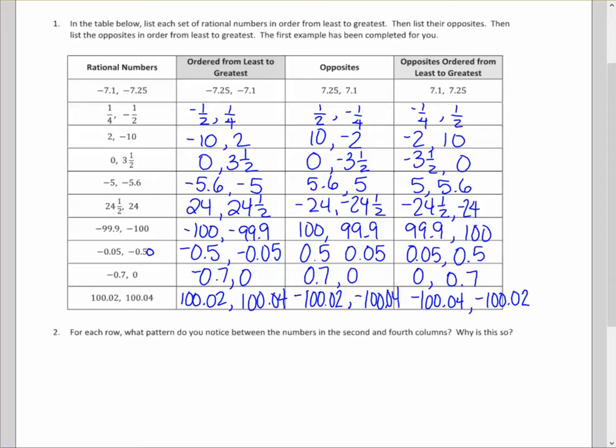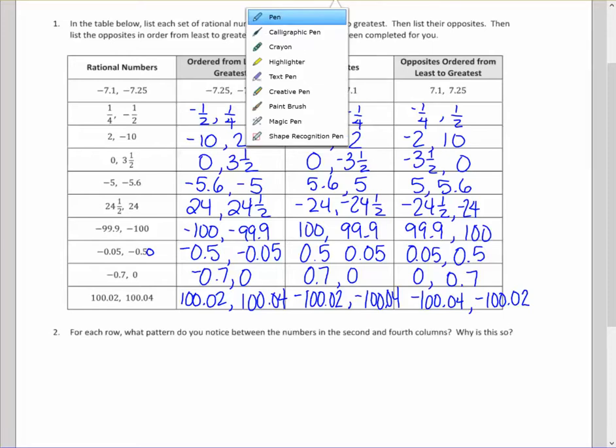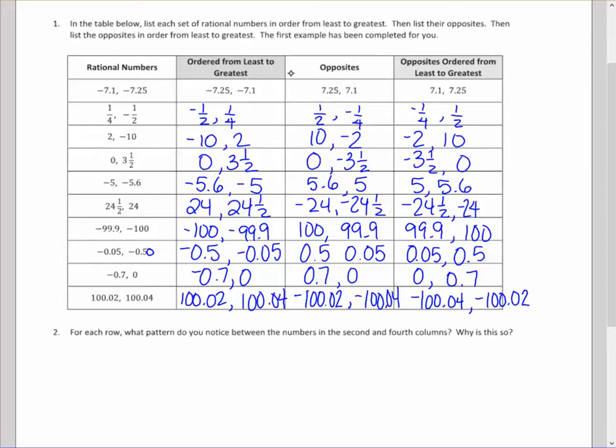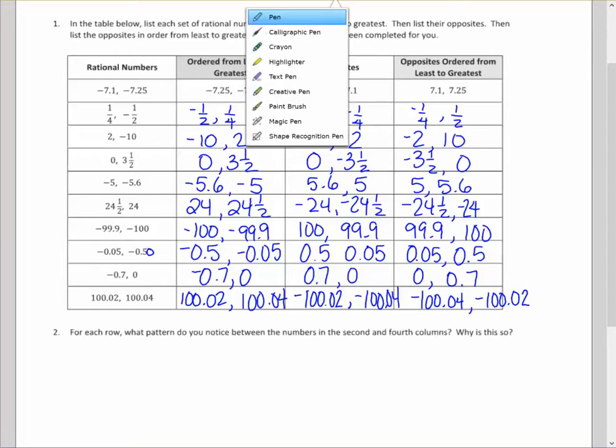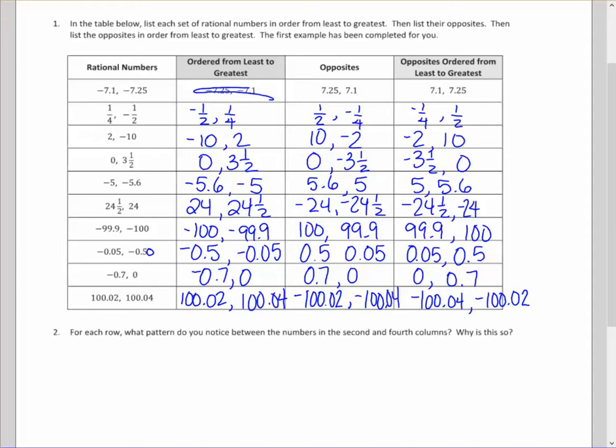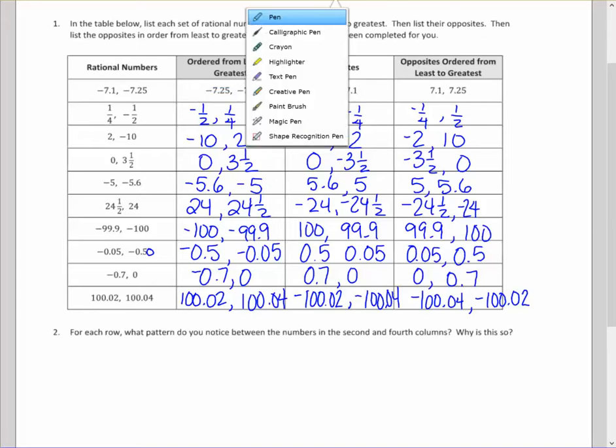For each row, what pattern do you notice between the numbers in the second and fourth column? So we are looking at, let me get fancy on y'all. You're going to love this, kids. Who doesn't love a good highlighter? Oh, that's not a highlighter. This is what I get when I try to do something fancy, like, let's try that again. Highlighter.